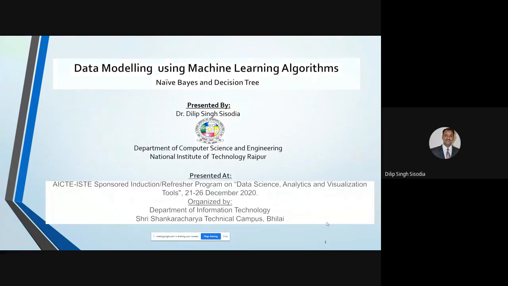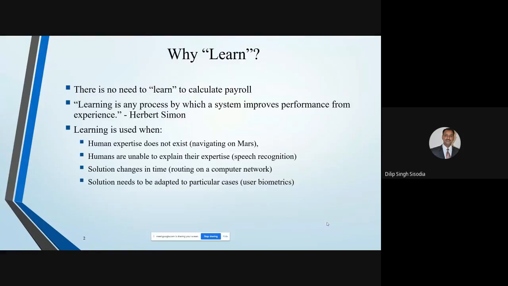So first, learning. What is learning and why do we learn? There are some tasks, like calculating the payroll, which do not need learning, because here we have to explicitly compute each and everything. We cannot generalize the learning. Suppose we did the computation for person X, it cannot be generalized for Y. So for some tasks, no learning is required. This is one example.